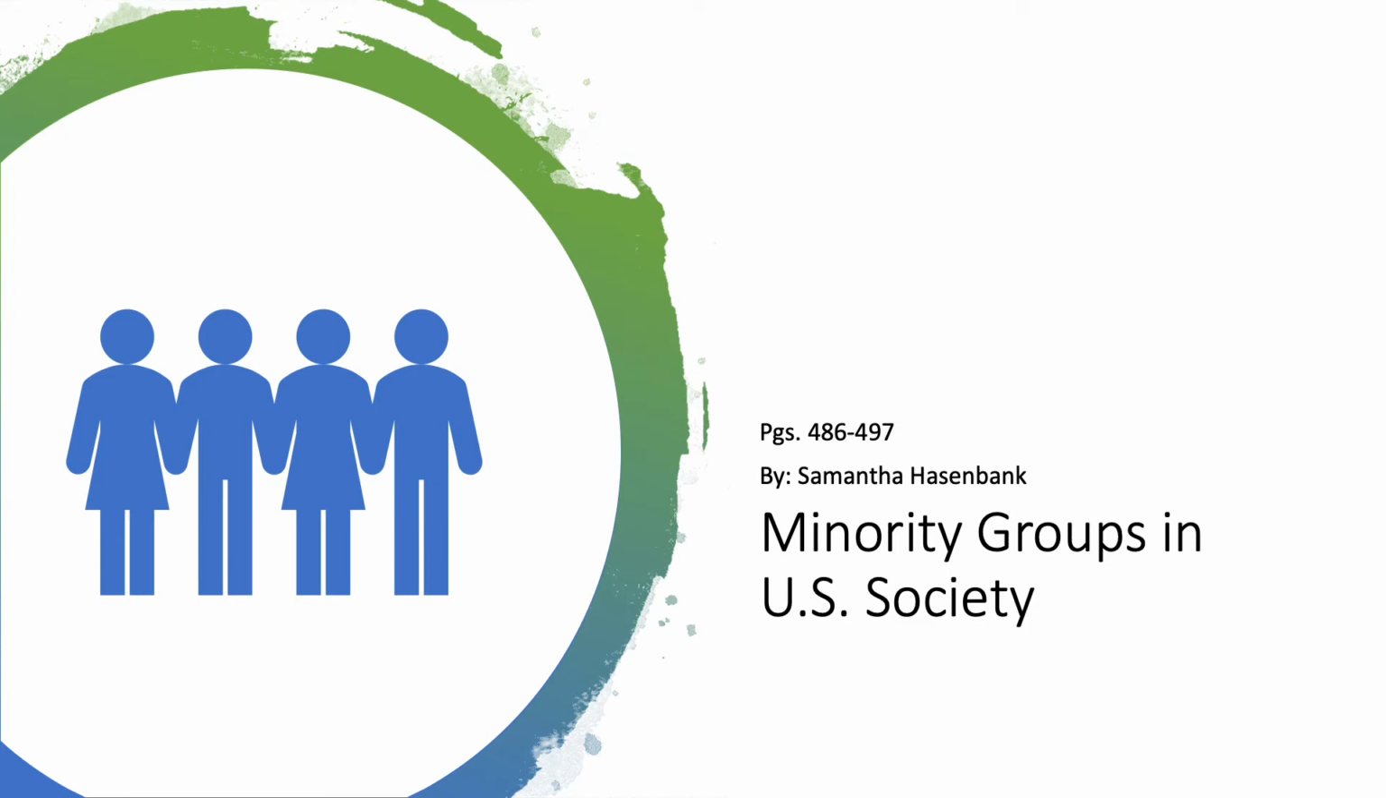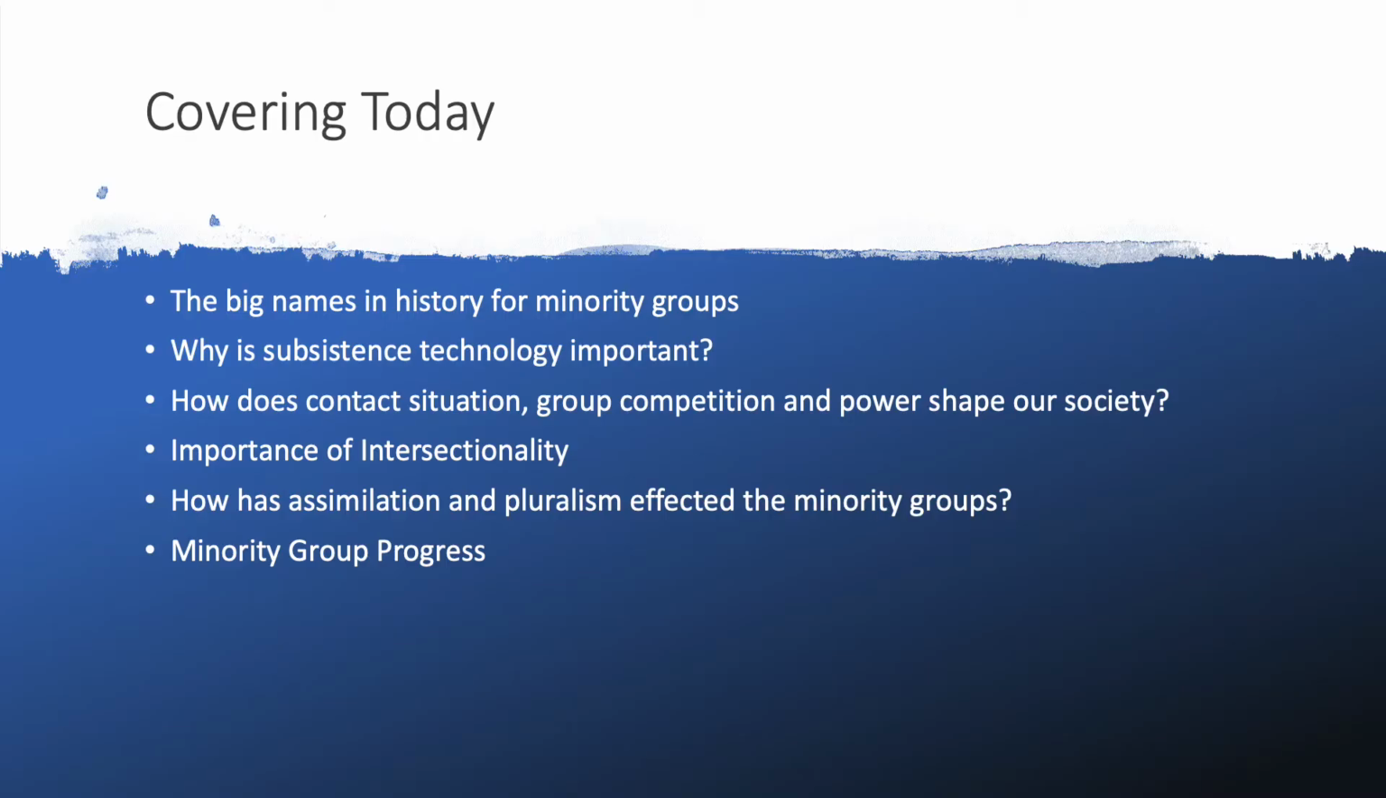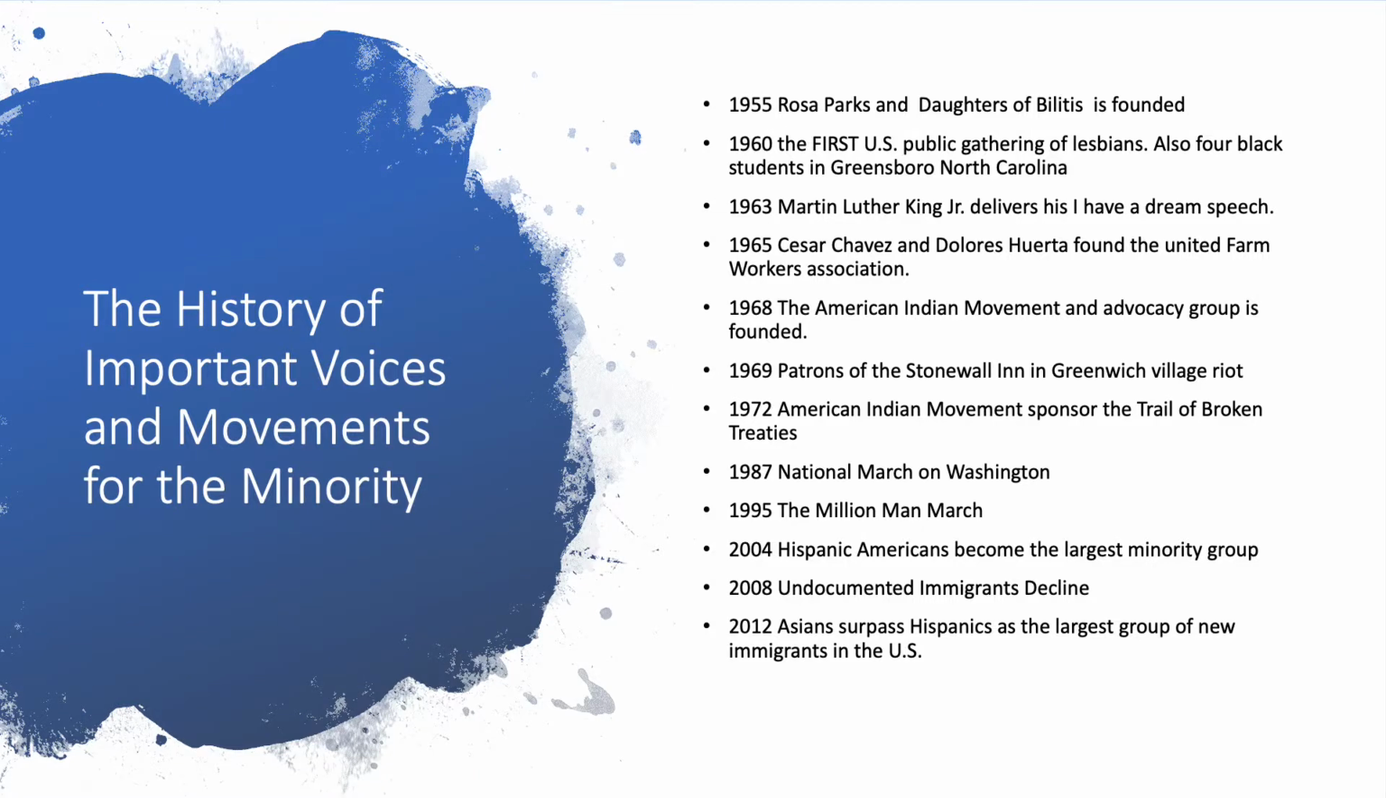Minority Groups in U.S. Society, pages 486 through 497. Today we'll be covering the big names in history for minority groups. Why is subsistence technology important? How do contact situation, group competition, and power shape our society? The importance of intersectionality. How have assimilation and pluralism affected the minority groups? Minority group progress: the history of important voices and movements for the minority.